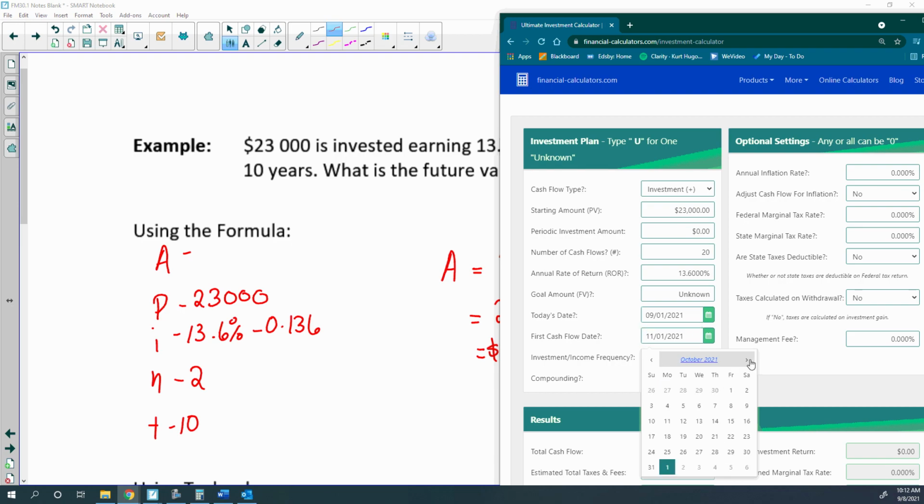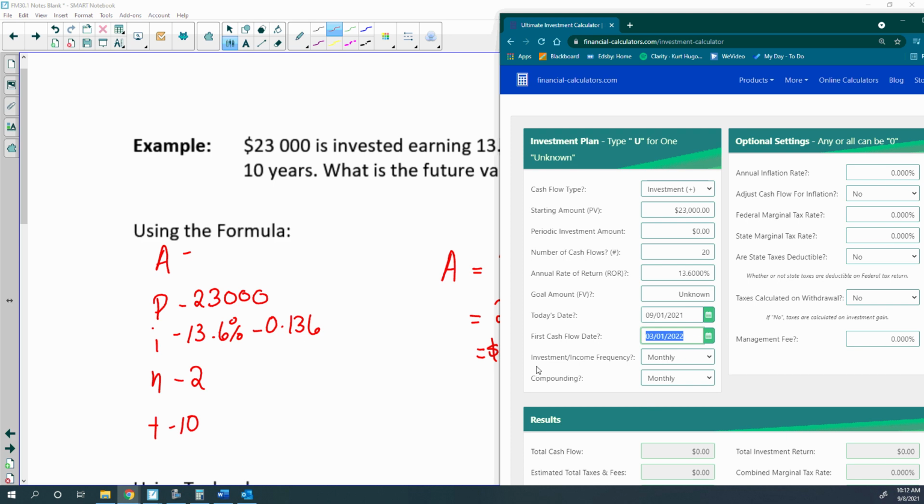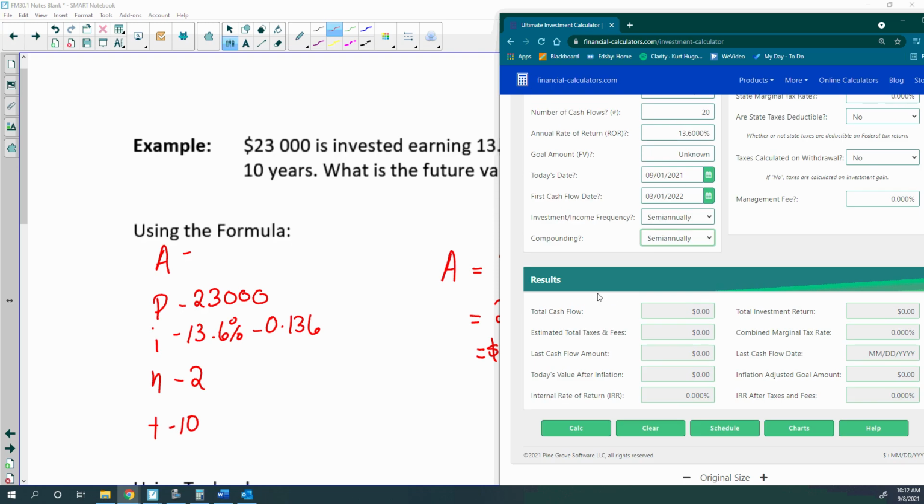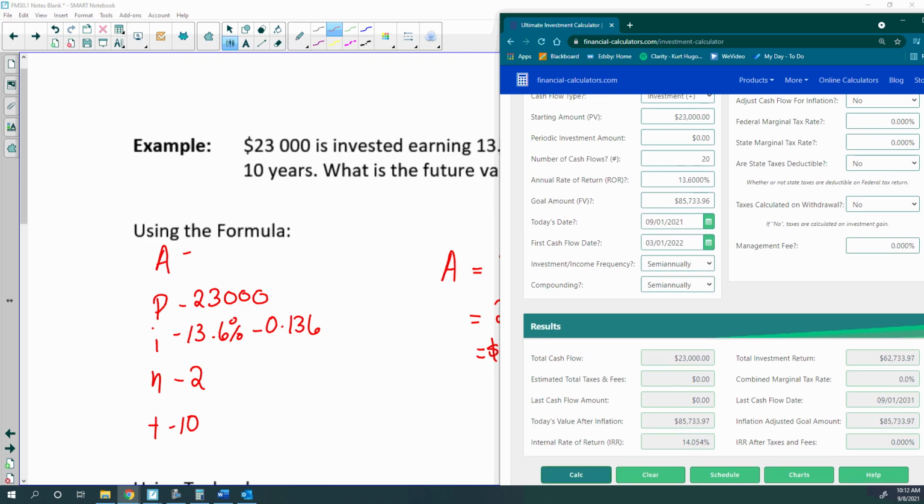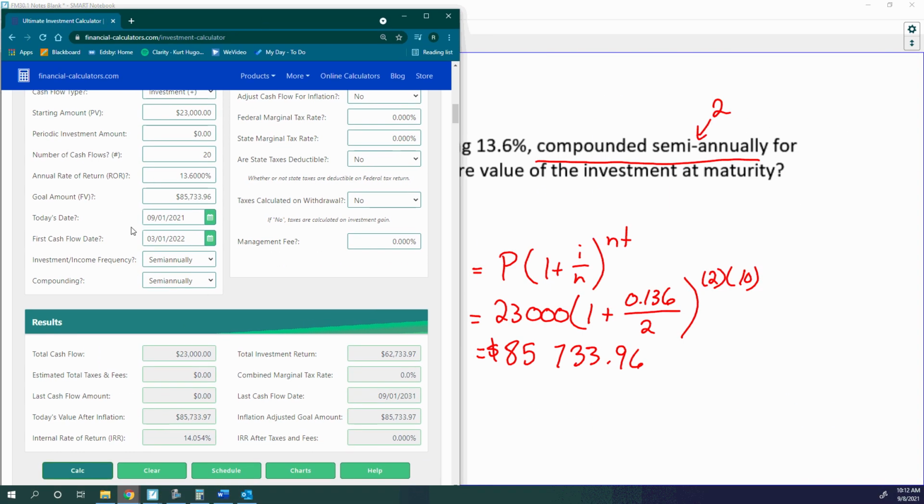So October would be 1, 2, 3, 4, 5, 6. So 6 months later is going to be March. So March 1st. And then our investment and our compounding, we're just going to switch that to that semi-annually that was in the problem. And then I hit calculate, and look at that. In the goal amount, we got 85,733 and 96 cents.